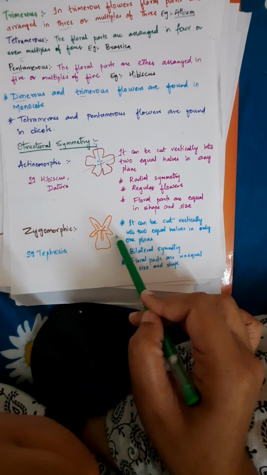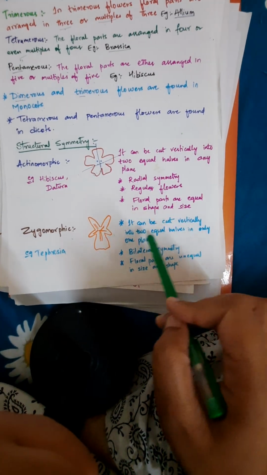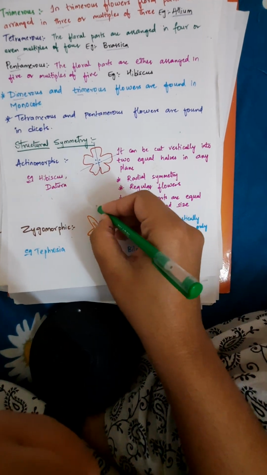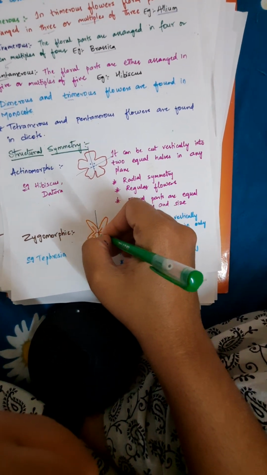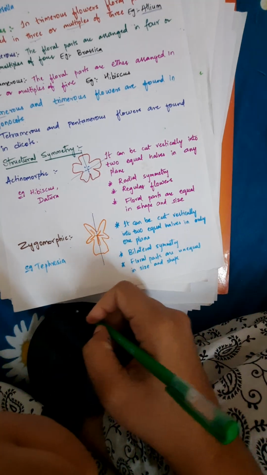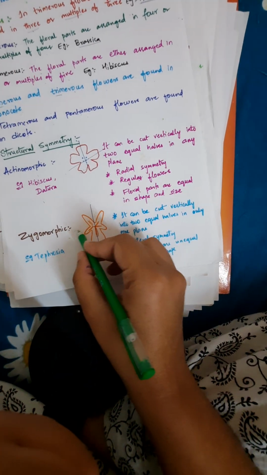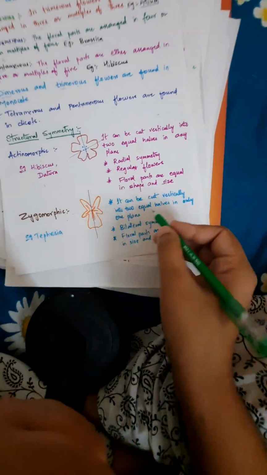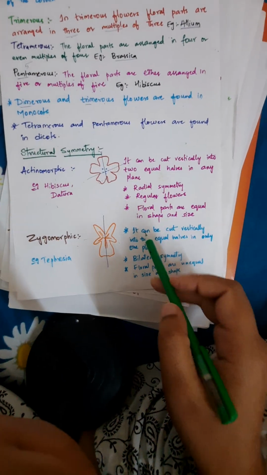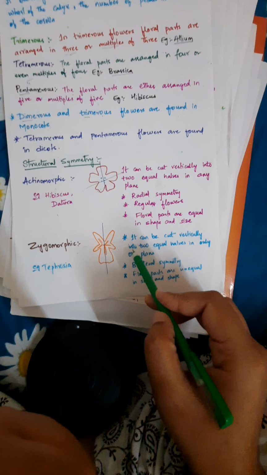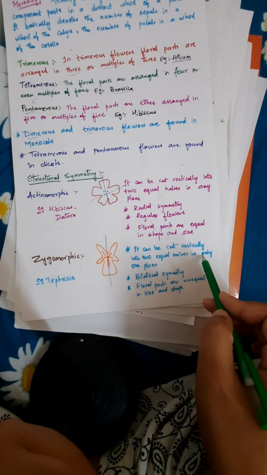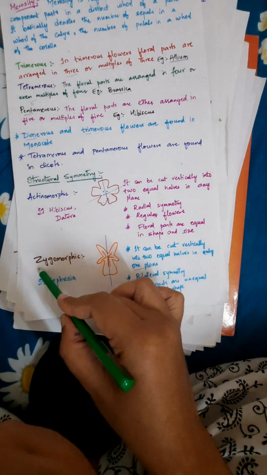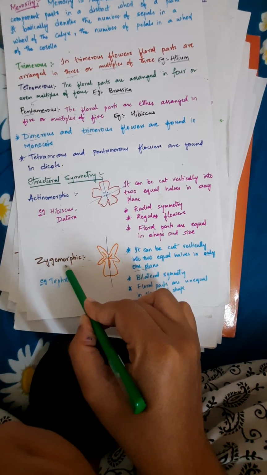What is a zygomorphic flower? It can be cut vertically into two equal halves in only one plane. See here, if we cut this flower from this side, only then will we get two equal halves. If we try to cut from this end or from this side, we cannot get two equal parts. So here one condition is there: it can be cut vertically into two equal halves in only one plane. These types of flowers are known as zygomorphic flowers.